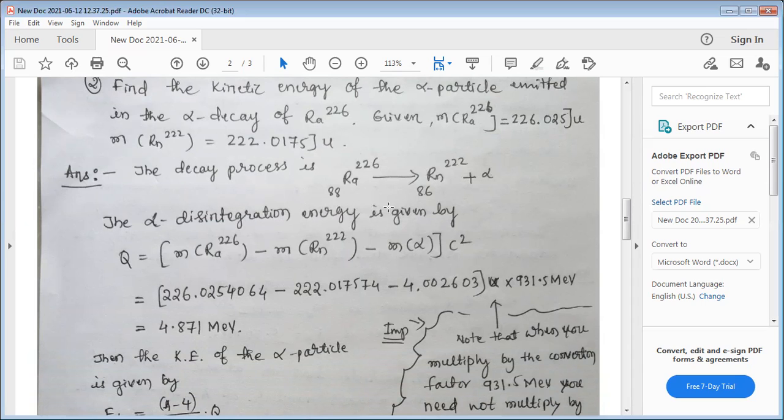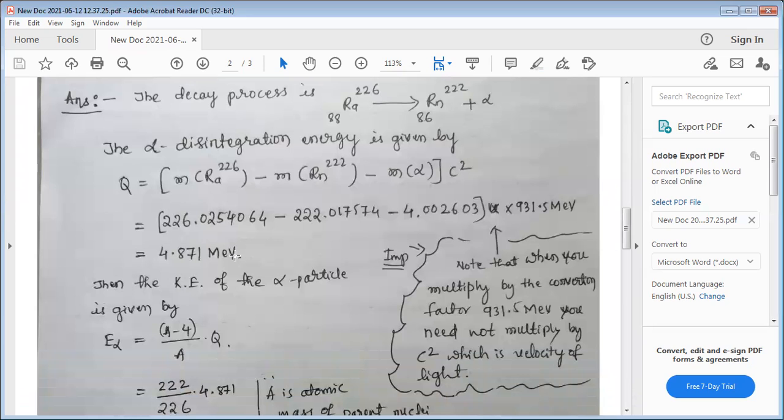So the alpha disintegration energy is given by this equation. In this equation, you have to substitute all the values. M Ra-226 means you have to substitute the mass of radium-226, minus M Rn-222, the mass of the radon, and this is the mass of the alpha particle. It is multiplied by c squared, as per Einstein's relation.